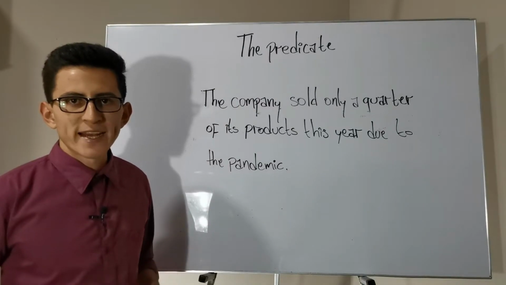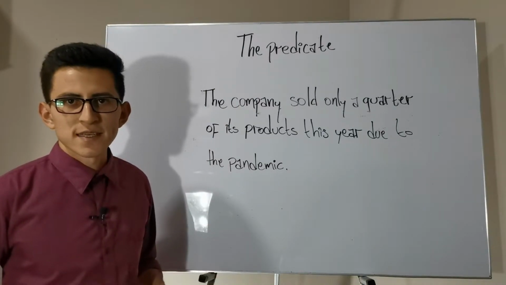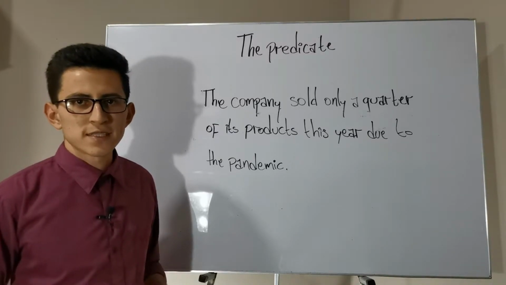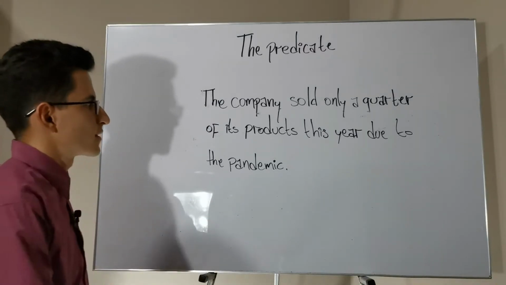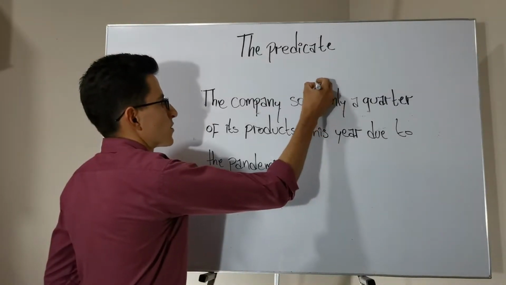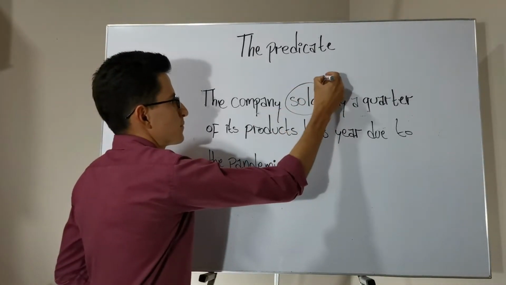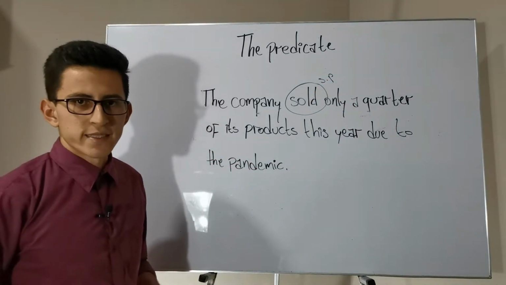Now let's start with the simple predicate. The simple predicate is the verb and its auxiliaries, if there are any. Let's look at the previous example. Here we have just one verb, sold. This is the simple predicate of this sentence.